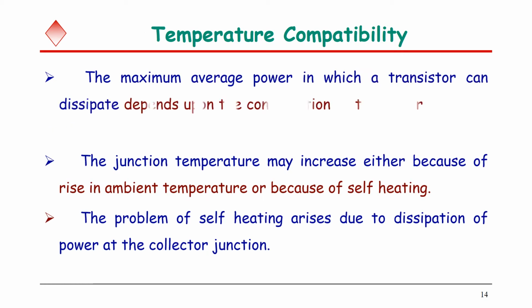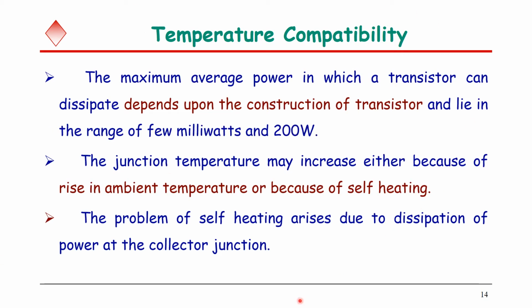Next, the junction temperature may rise due to the ambient temperature or because of self-heating. Self-heating is due to the power dissipated at the collector junction. We know the maximum average power depends upon the construction of the transistor, whose range is between a few milliwatts to 200 watts. The self-heating arises due to variation in the power dissipated at the collector junction.